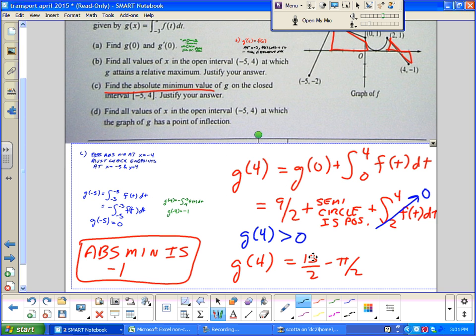Yep, I started grading it, putting in grades last night. Identifying x equals negative 4 as a possible point is 1. G of negative 4 equals negative 1 is worth a point. And then saying the absolute minimum is negative 1, and you justify it by showing that you did the extreme value theorem. You've got to show the endpoints, guys. You just can't have this and go to this. You have to show g of negative 5, and you have to show g of 4 being greater than negative 1. Does everybody follow? 3 points.